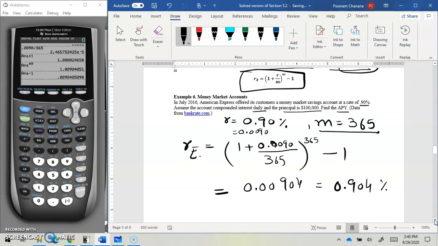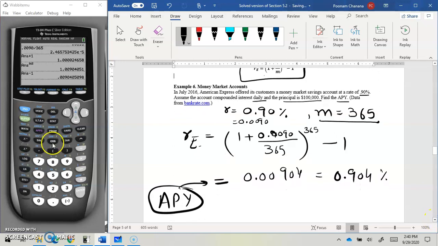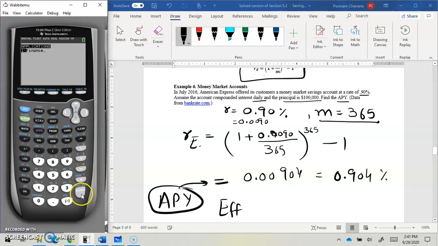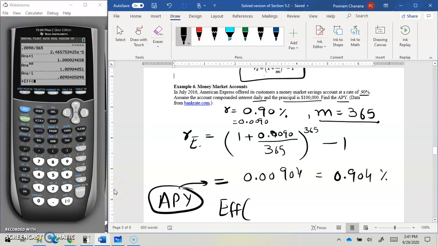There is a formula here that's also called APY. Here RE and APY are the same thing, and on your calculator, I wanted to show you, there is an app which can help you find this, called effective rate, EFF. So how do you use it? You press Apps, that takes you into Finance, enter. If you go down this list, at C you have EFF. So you select that.